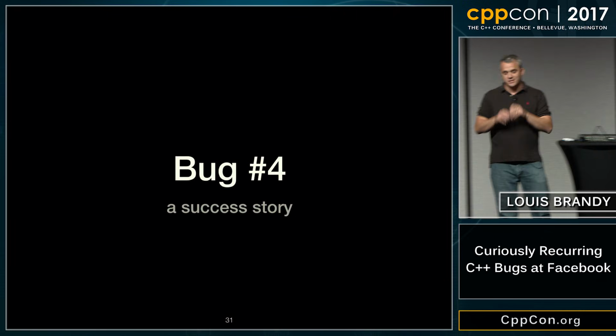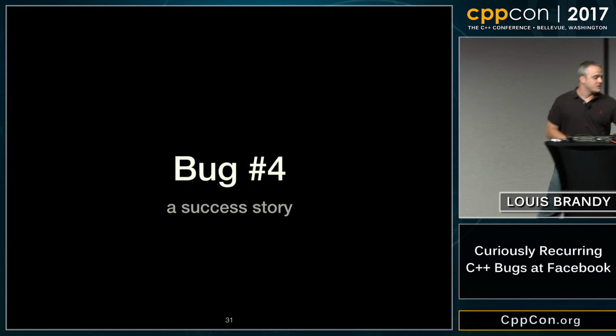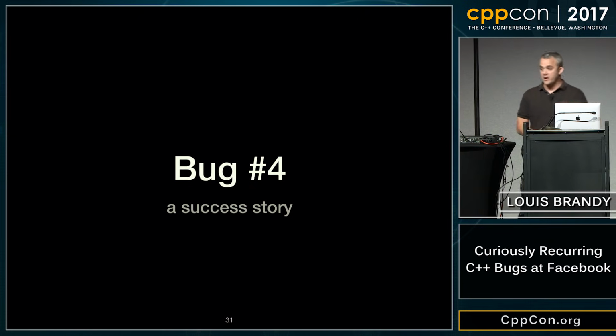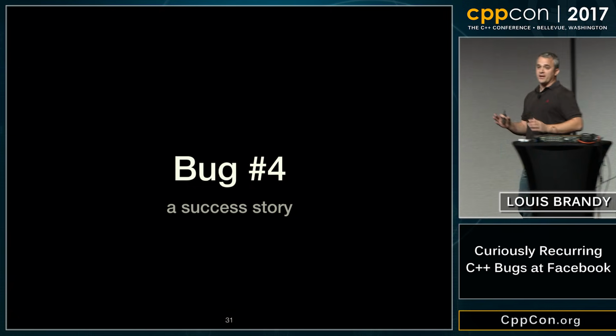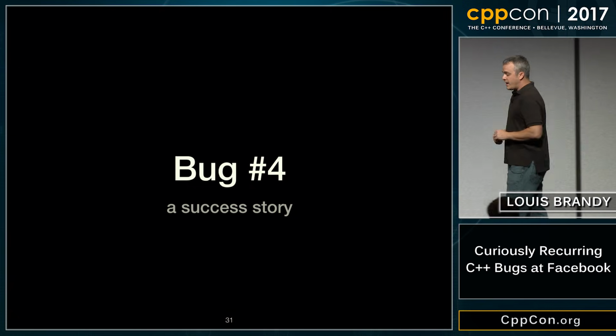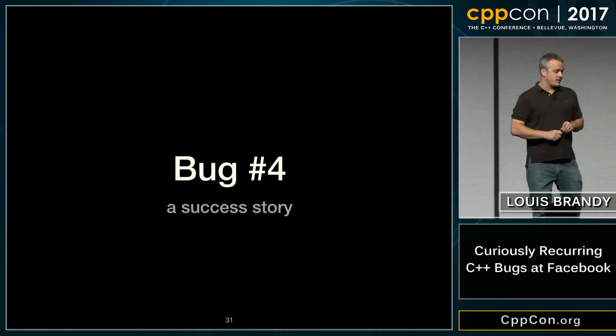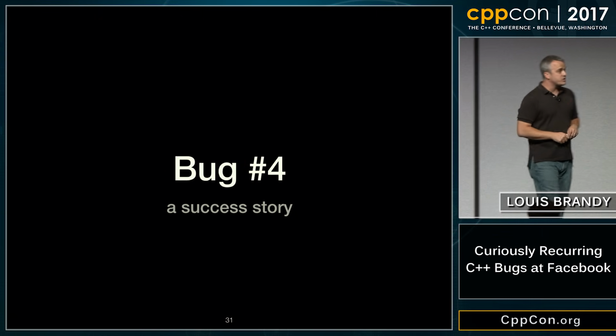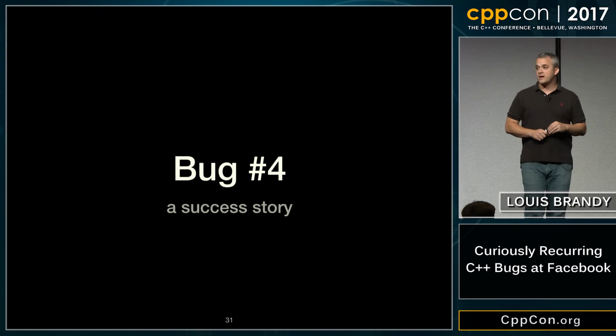All right, bug number 4. So this is intermission. How are we doing on time? The intermission is interesting because I wanted to tell a story that worked. This is not a recurring bug. This is a bug we killed. It was horrible. It was a constant source of fighting. And we actually fixed it. It involves the worst keyword in all of C++.